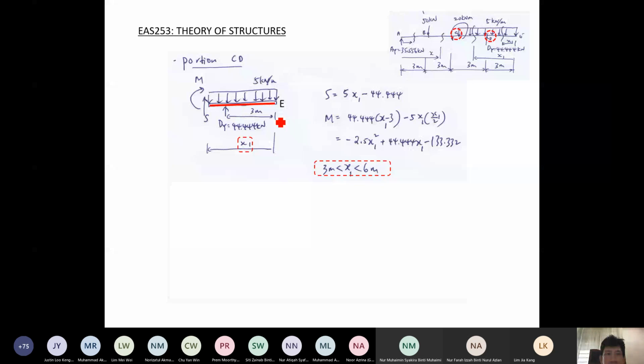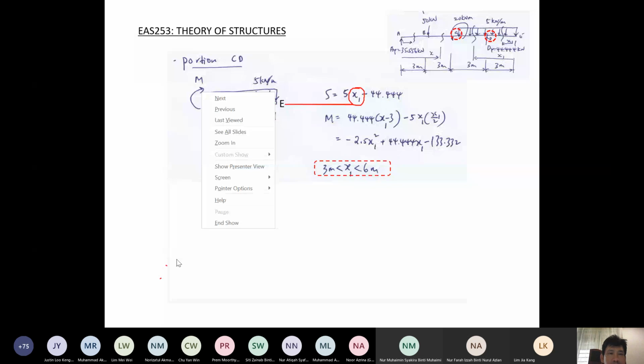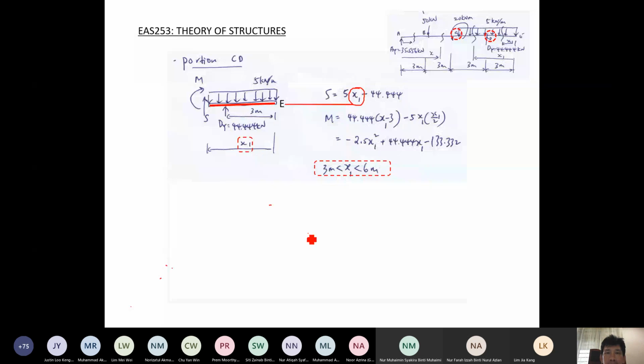Okay, so take the equilibrium equation as this is going up and will be equal to this one coming down, which is 5 multiplied by x1 here coming down, and then this negative 44.444, this is going up, same direction as this, so we bring it to the other side, it becomes negative. So this one plus this one minus this equals 0, so you get S equal to 1 minus this. So x1 appears now here, in the equation for shear for this part C to D.